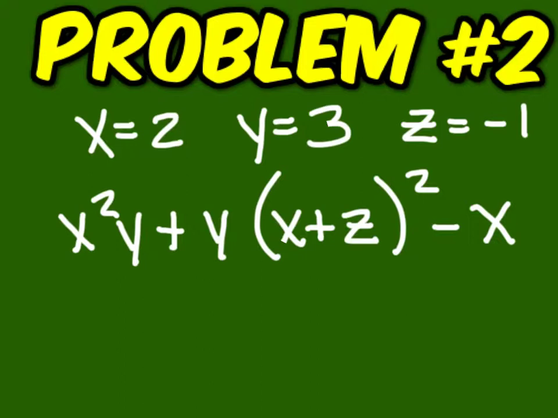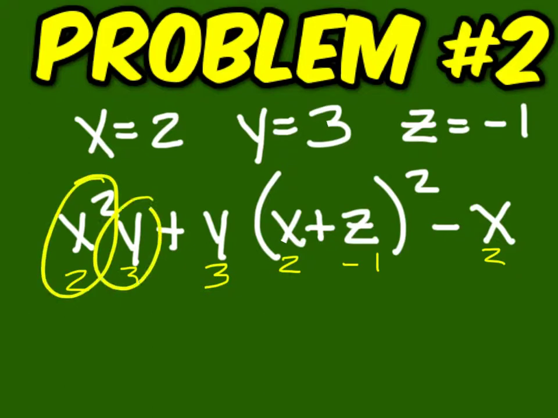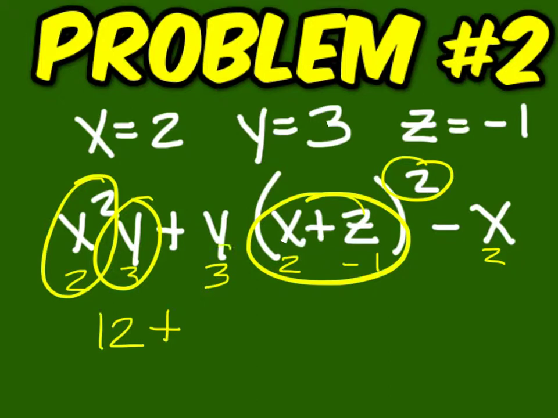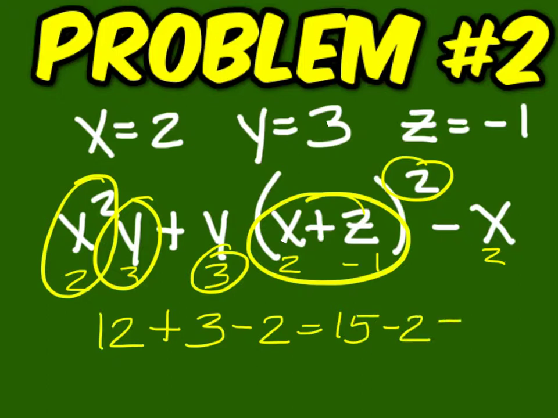Alright, so we're going to have an x of 2, and then a y of 3, and a z of -1. So on the front part, 2 squared is 4, times 3 is 12. And then inside here we have a 1, squared is 1, times 3 is 3. And then take away 2. So that's 15 minus 2, which should be 13.